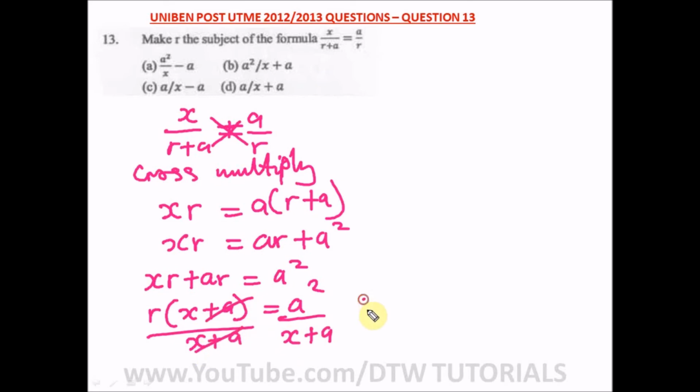So this will cancel out. So r is equal to what? a square divided by x plus a. And what's the right option here? Our right option is option B.